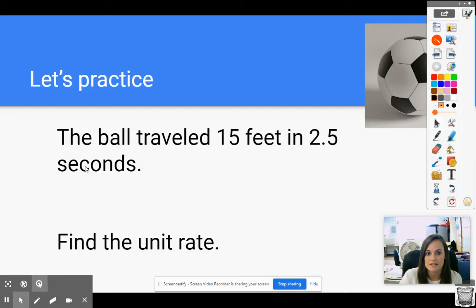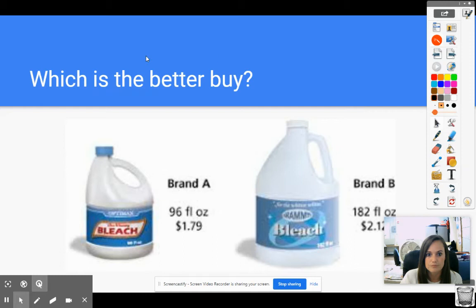Here we've got feet and seconds. Do we say feet per second? Does that sound right? Yes. Does seconds per foot sound right? No. So remember, we've got time. It goes on bottom. So you would take the 15 feet divided by 2.5 seconds, and that would give you the unit rate.